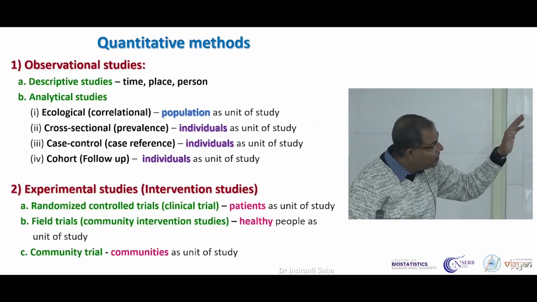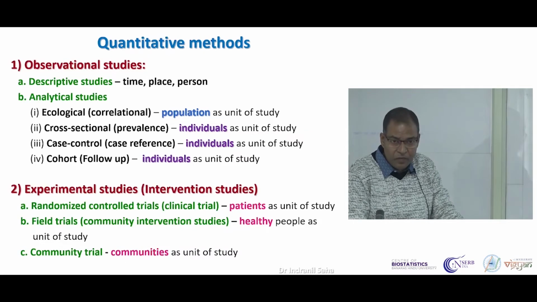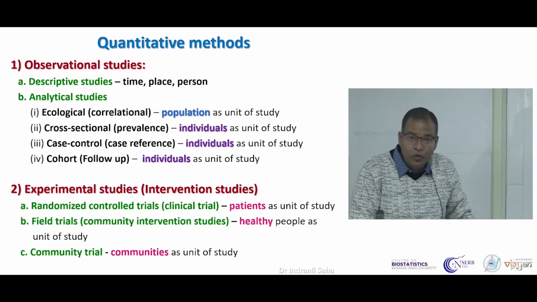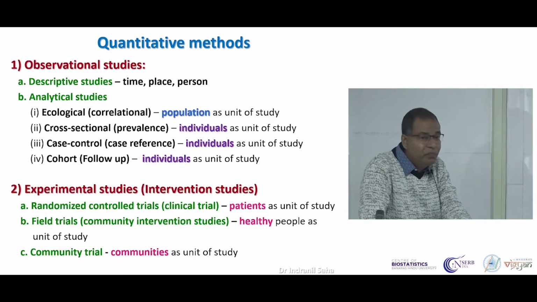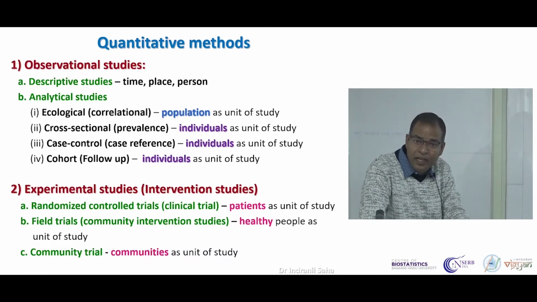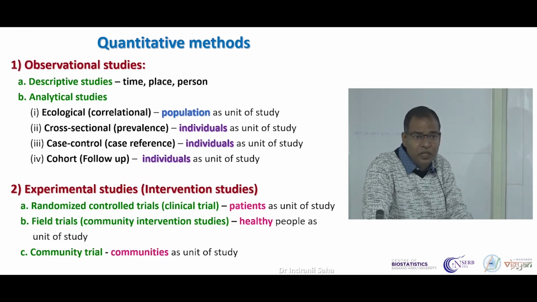Now this is the basic list of the quantitative methods. You see, basically there are two types of methods. One is the observational studies and second one is the experimental studies. Can anybody tell me what is the difference between the two studies?